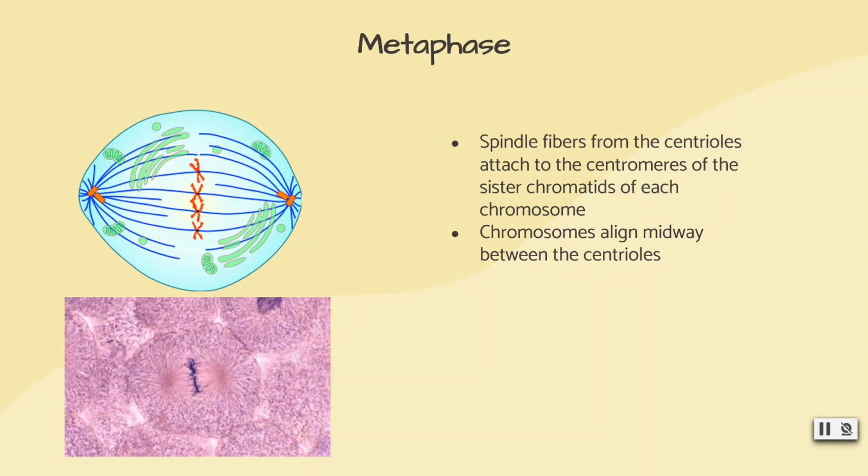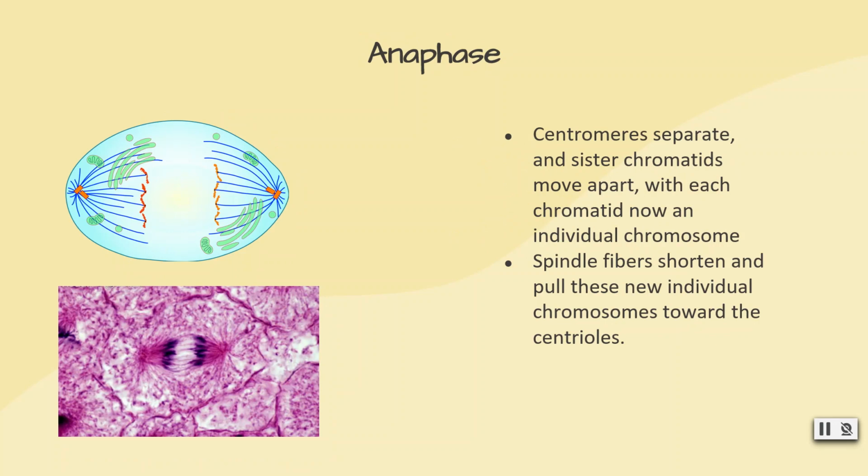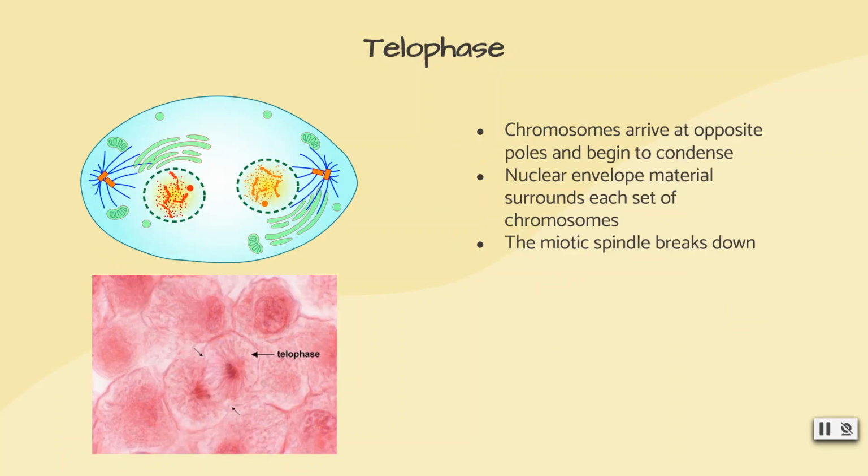Metaphase: spindle fibers from the centrioles attach to the centromeres of the sister chromatids of each chromosome. Chromosomes align midway between the centrioles. Anaphase: centromeres separate and sister chromatids move apart, with each chromatid now an individual chromosome, and spindle fibers shorten and pull these new individual chromosomes toward the centrioles.